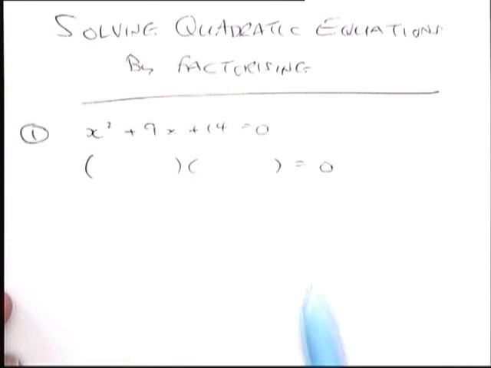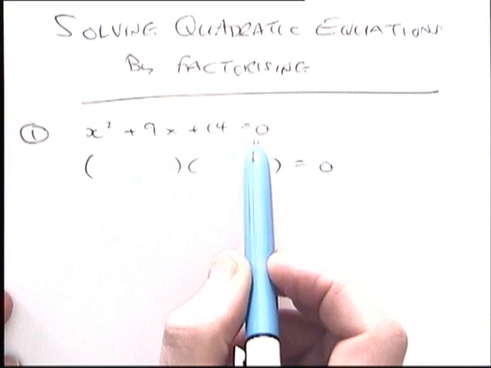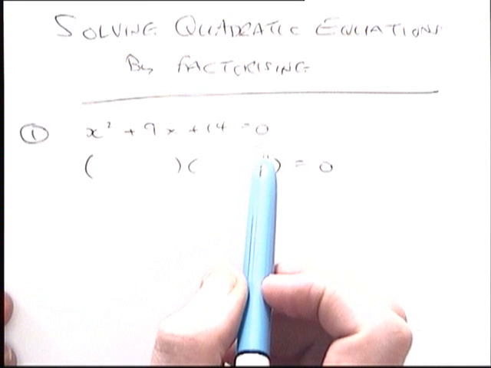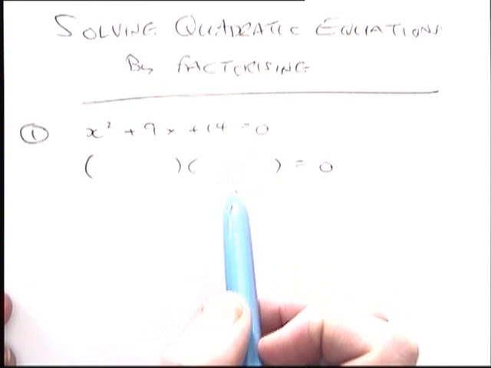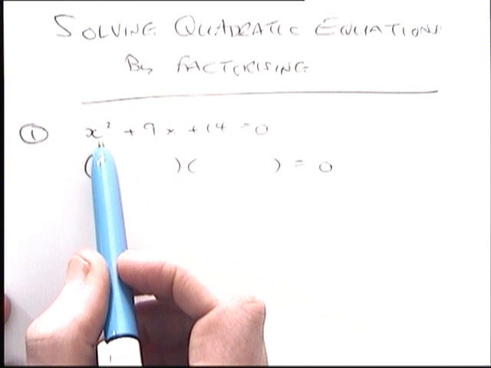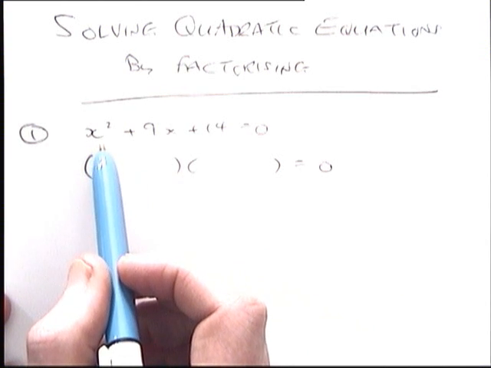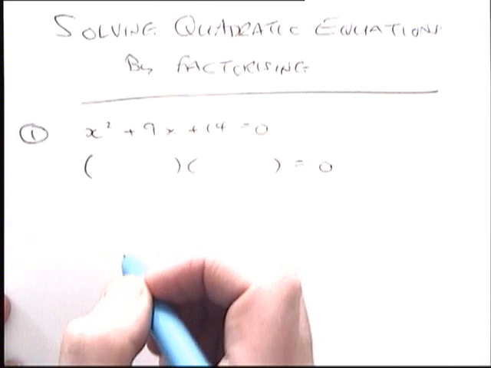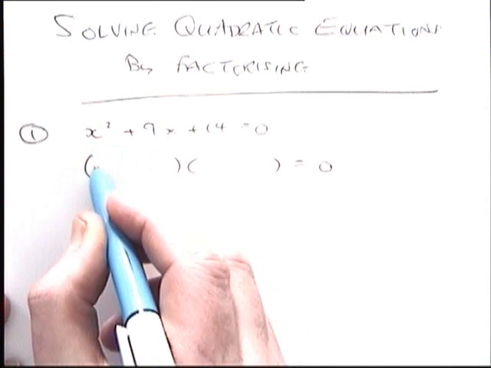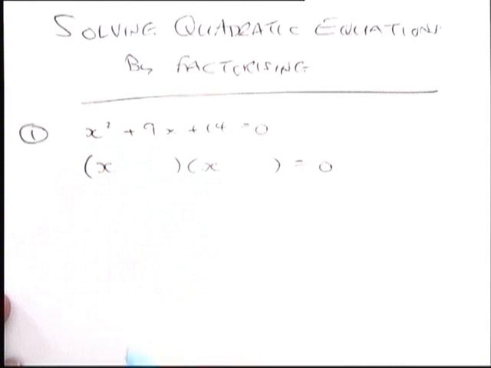Now, it's quite important that first of all you do have it equal 0. If you don't have it equal to 0, this method won't work. So we'll do an example of one of those in a minute to show you what would happen. If you've got an x squared, the only way you can have an x squared is by multiplying an x by an x. So if there's just an x squared here, you put an x at the beginning of each bracket.